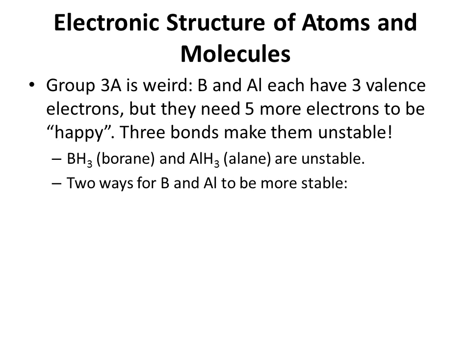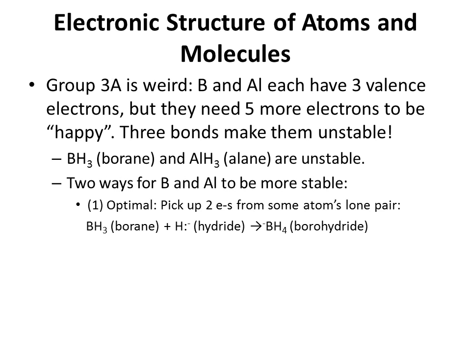There are 2 ways for boron and aluminum to be stable. The best way is if each of them can get an extra pair of electrons. So they can pick up 2 electrons from some other atom, donating a lone pair, and everything's great. Consider borane, BH3. If it picks up a lone pair from hydride, H-, it will form BH4- or borohydride. In that situation, boron now has 8 electrons around it, which makes it happy. It's an octet. Alane, similarly, can react with hydride to form AlH4- or aluminum hydride, and now aluminum has an octet.